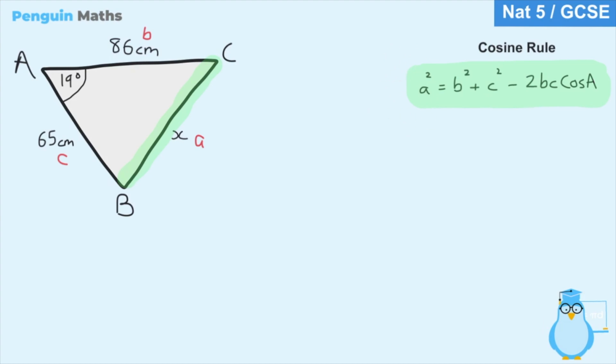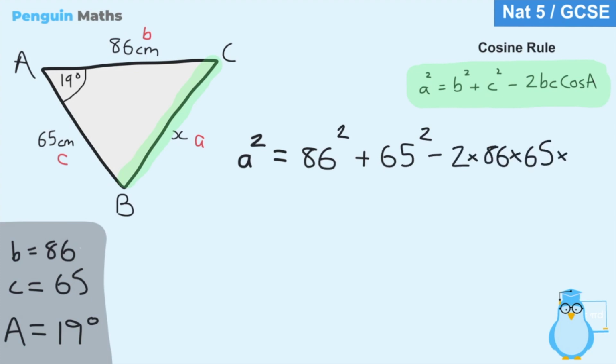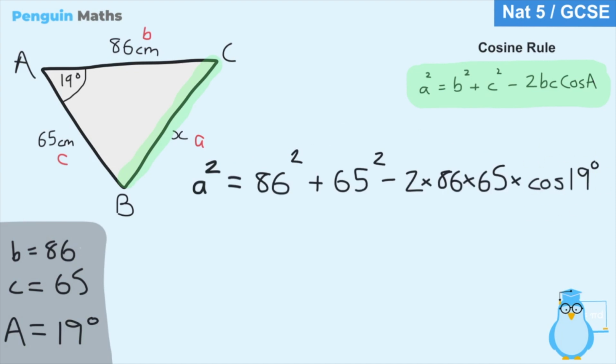So from the diagram we can see that B is equal to 86 centimetres, side C is equal to 65, and then the angle of A is equal to 19 degrees. So putting these values into our equation for the cosine rule, we can see that A squared is equal to 86 squared plus 65 squared, which is C squared, and then minus 2bc cos A, that's going to be minus 2 times 86 times 65, and then finally multiplied by the cos of 19 degrees.